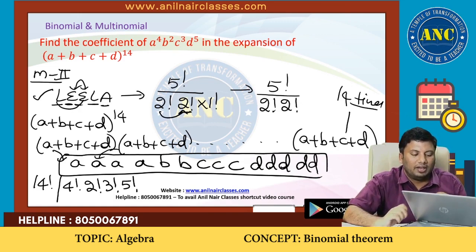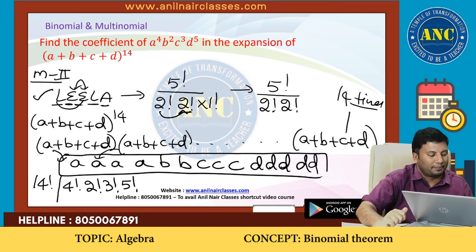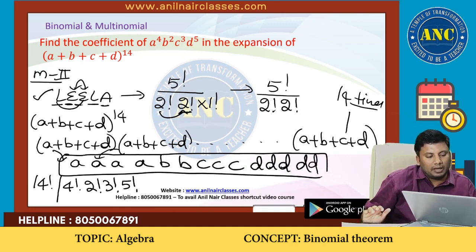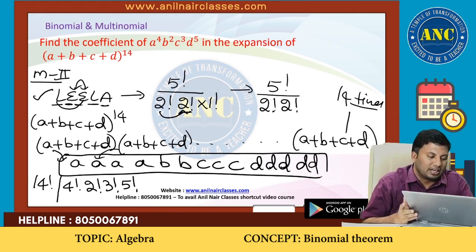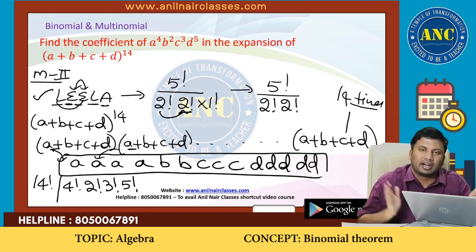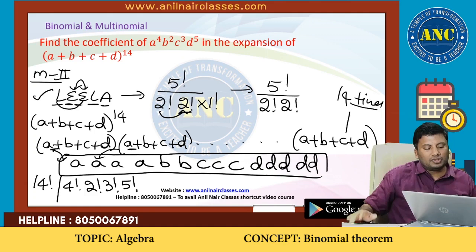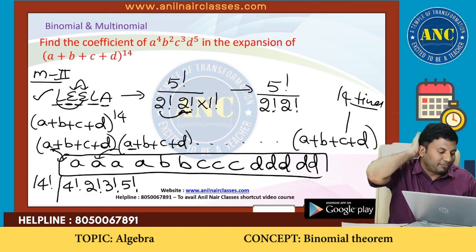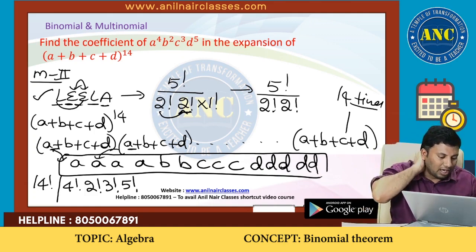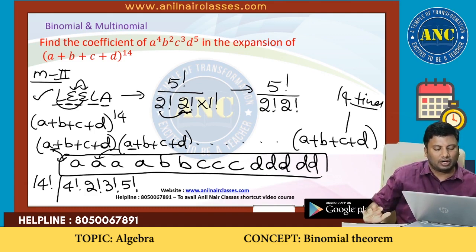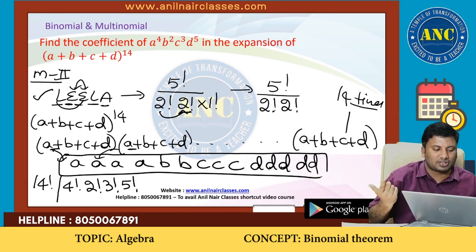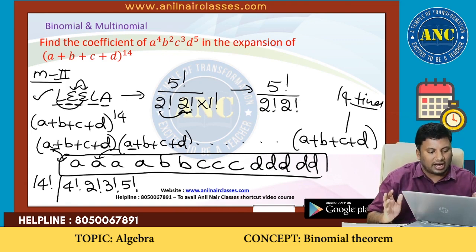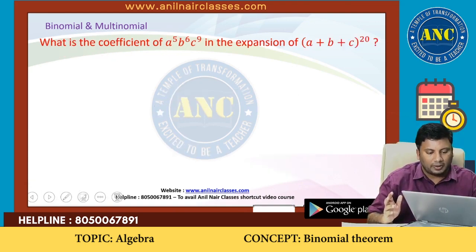A is only once. 1 factorial, it is 1. A plus B plus C plus D power 14. These can be jumbled together. I can take B here. So, total arrangement is nothing but 14 factorial by 4 factorial, 2 factorial, 3 factorial and 5 factorial. Either you can do a selection process or you can do this arrangement process. I hope it is clear.